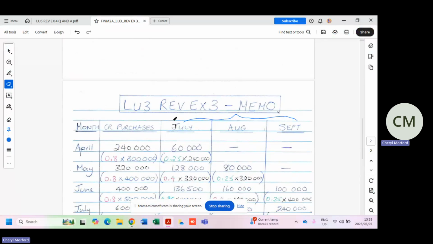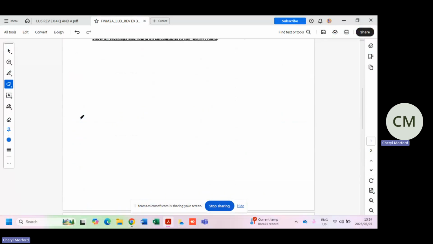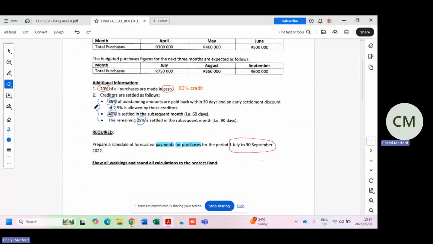July, August, September. But if I look here, why do I not start at July? Why do I go back to April? It's because the creditors are paid several months later. So there's a lag. So it could be in July, we are making a credit payment for a purchase as long ago as April. So we follow the payment story in fact number 2, and that will tell us that we need to backtrack as far as April.